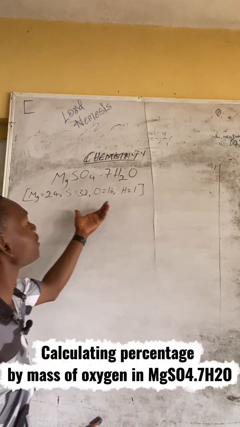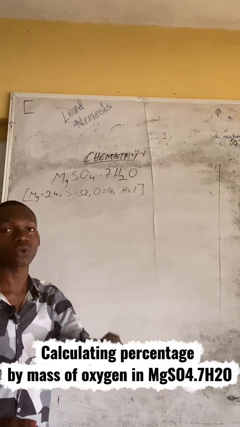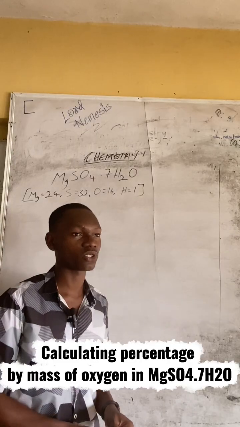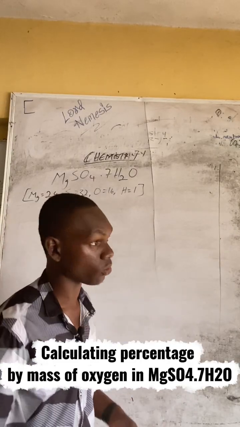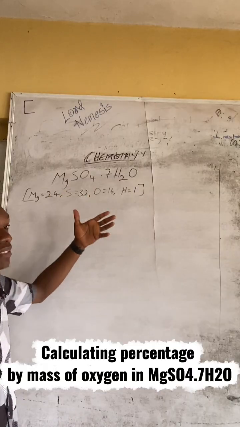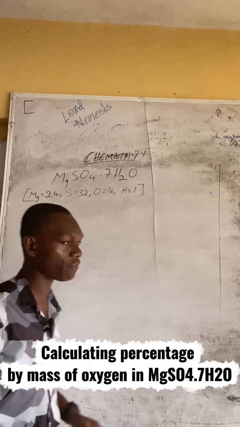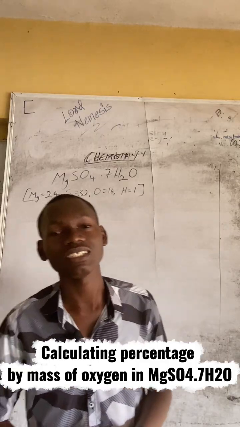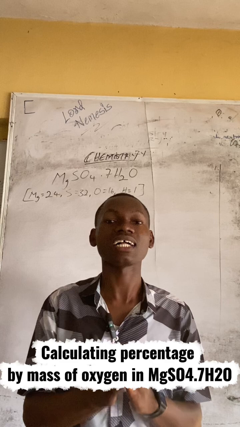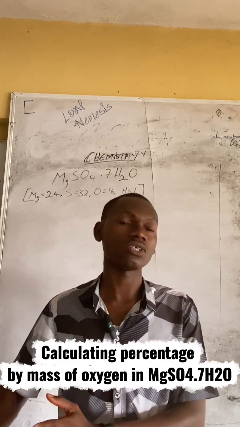We are asked to calculate the percentage by mass of oxygen in this particular compound, magnesium sulfate, which is also a hydrated salt with 7 molecules of water. What is the percentage by mass of oxygen in this compound? Before we do that, we have to calculate the relative molecular mass of all the elements present in the compound, and then we'll calculate the mass of oxygen alone. So that is what we're going to do.